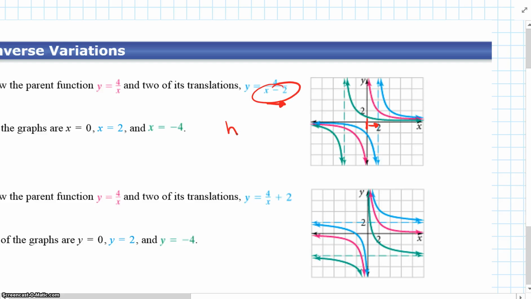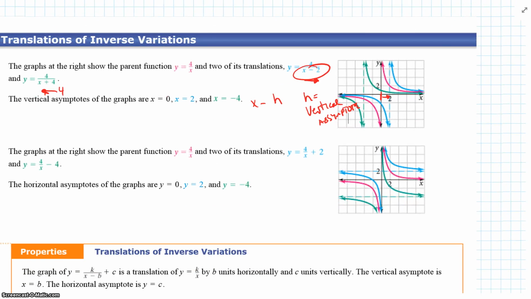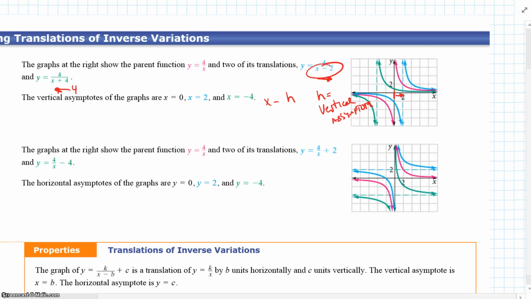Whatever our h value is, our x minus h value, is also going to be our vertical asymptote. Okay? So anything on the denominator with the x translates us to the left or right, and it's going to be our vertical asymptote. All right, now let's look at another one.